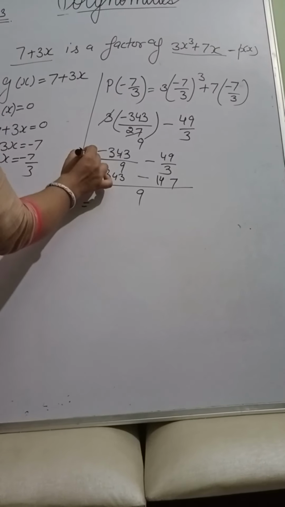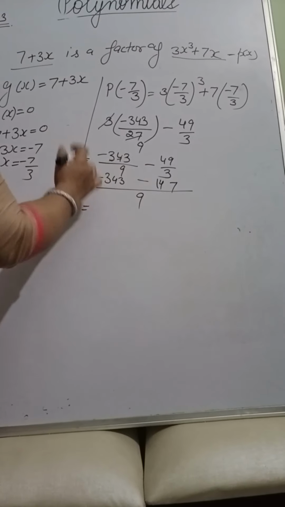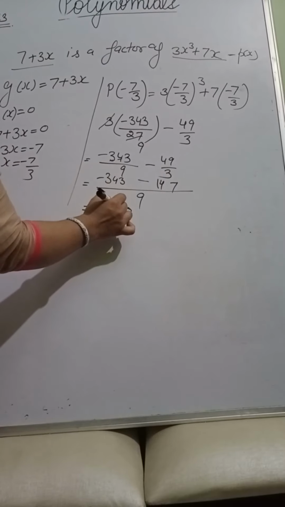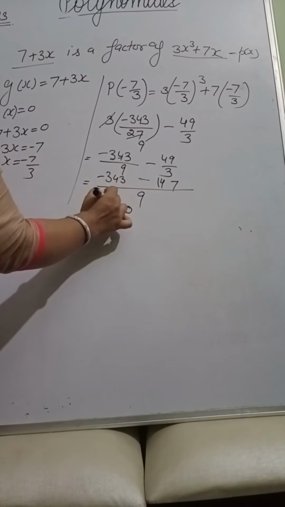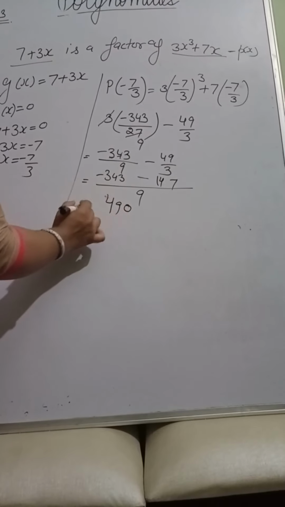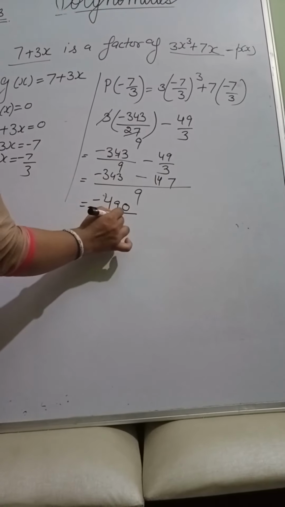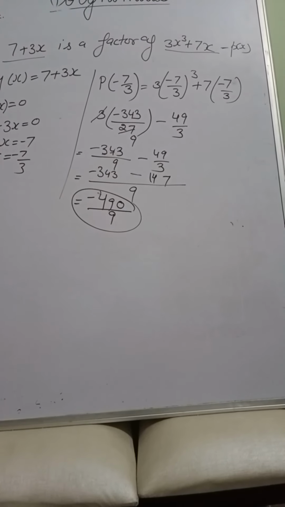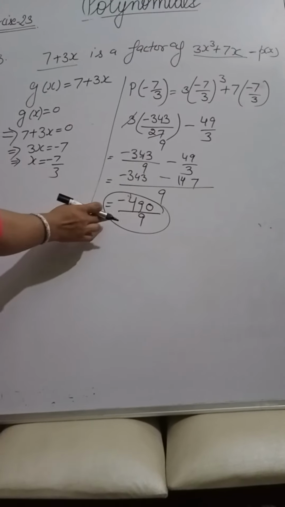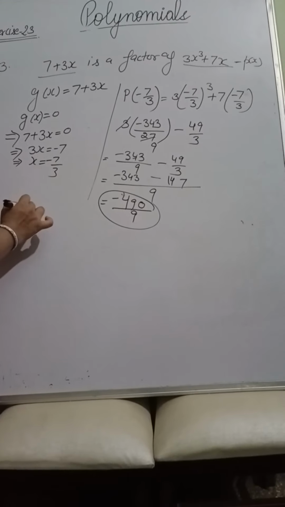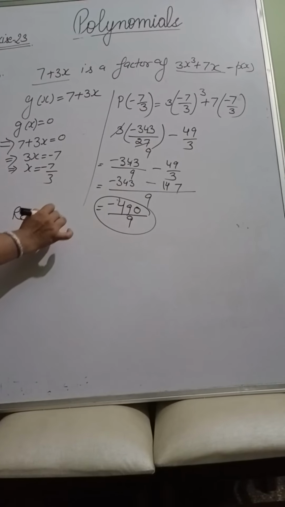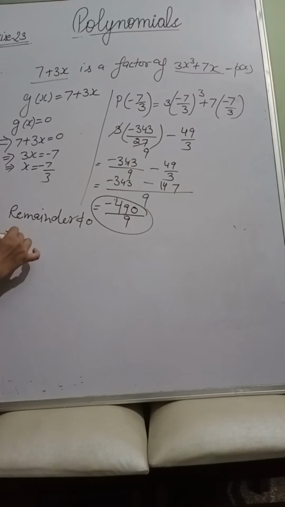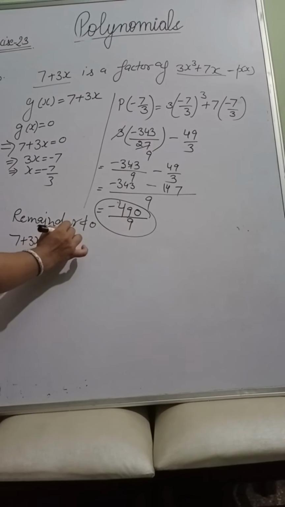And now both terms are minus, so you have to add these two terms. The sum will be minus 490, divided by 9, the same remainder you are getting which you got in the first method. So here also this remainder is not equal to 0. So what will you say, students, you will say 7 plus 3x is not a factor.